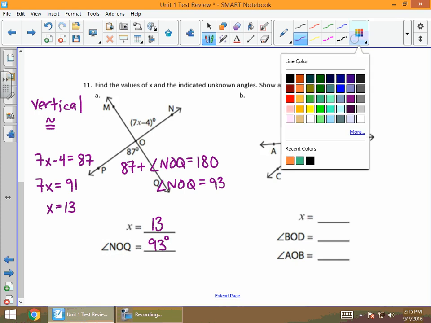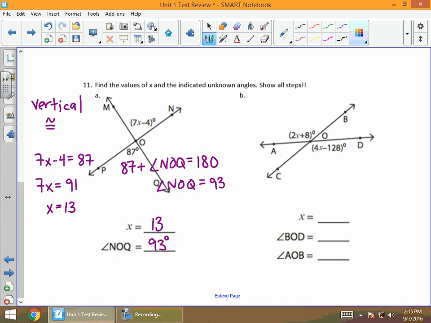All right, for part B, same thing over here. I have AOB, this big angle is 2x plus 8. I have COD, this big angle down here, which is 4x minus 128. Those are vertical angles again. So just like before, vertical angles are congruent, so I'll set them equal. So 4x minus 128 and 2x plus 8. They are equal. They are congruent angles.